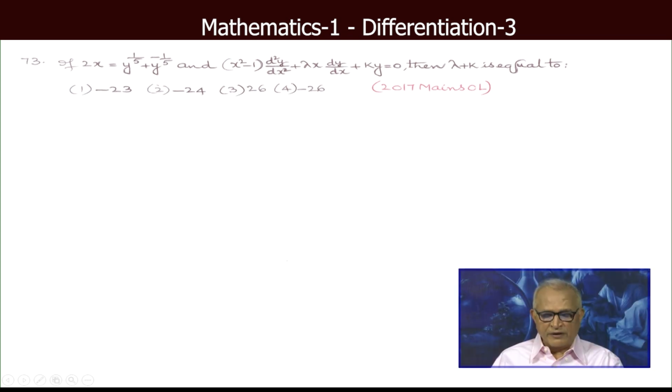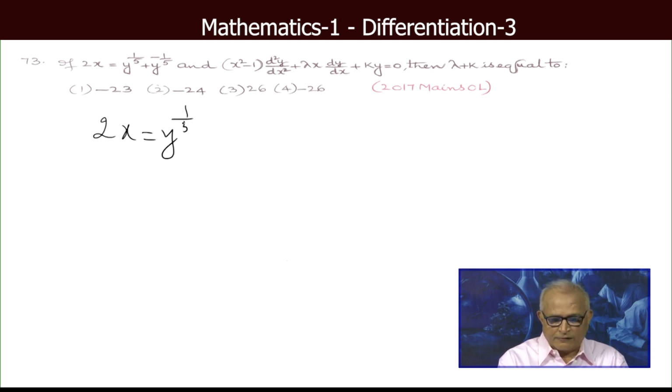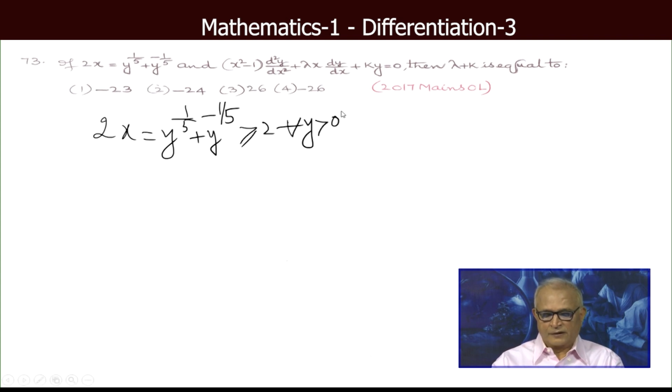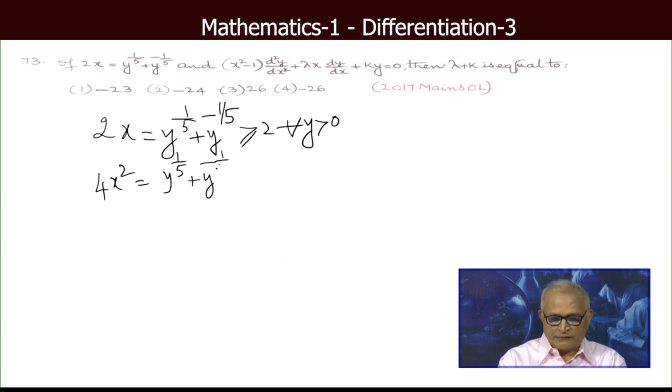2x equals y power 1/5 plus y power minus 1/5. Because this is a rational index, y must be positive. So the sum of a positive number and its reciprocal is always greater than or equal to 2 for all y. Follow? So x is greater than or equal to 1. And also when you square, 4x square equals (y power 1/5 plus y power minus 1/5) whole square.